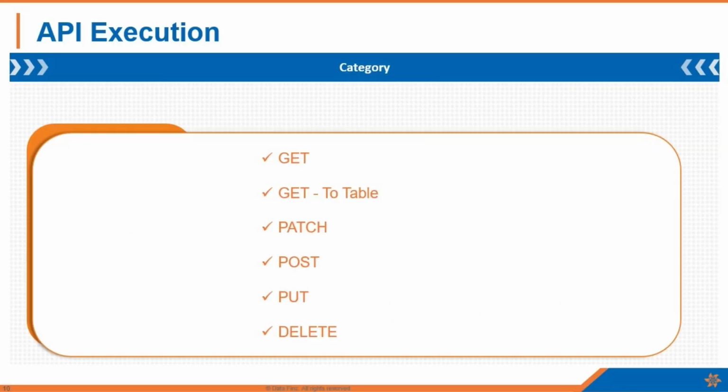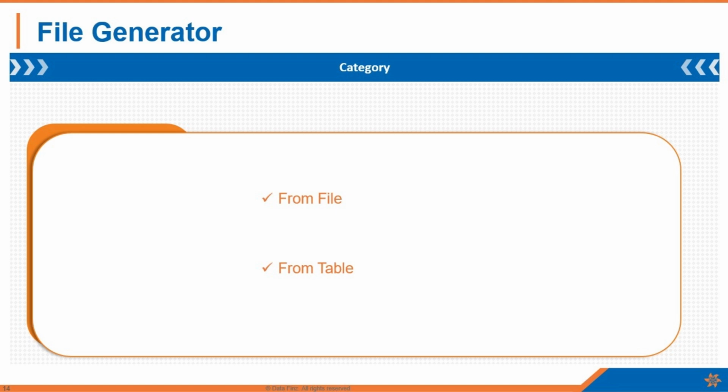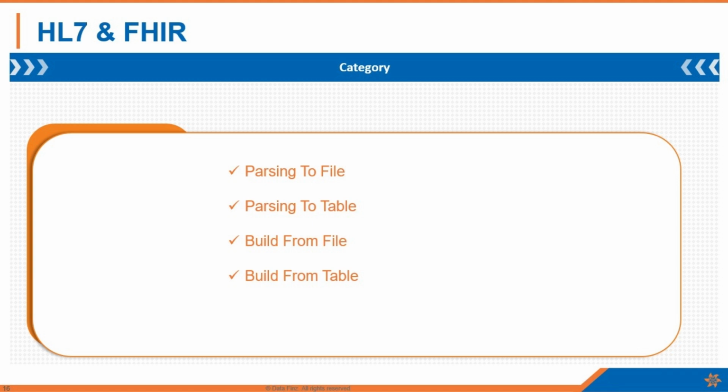API execution in DataFinz supports multiple methods, including get, patch, post, put, and delete, enabling efficient data retrieval, updates, creation, and removal across various applications. File Generator creates files from tables and other files, converting data into formats like CSV, JSON, Excel, and Parquet for various business needs. HL7 and FHIR processing includes parsing data into files and tables, as well as building healthcare data format from files and tables without the need for a single line of code.